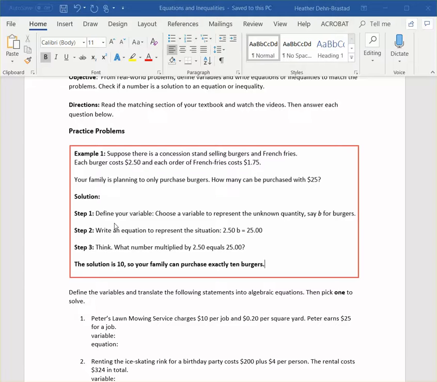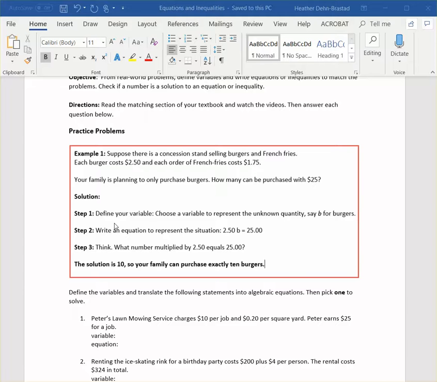So in this first example, this is from your textbook, suppose there is a concession stand selling burgers and french fries. Each burger costs $2.50 and each order of french fries costs $1.75. Your family is planning to only purchase burgers. How many can be purchased with $25? So the first step is to define your variable. That just means pick a variable that you want to use for this problem. For example, you could use B to stand for burgers. You could also use X to stand for burgers or something else. So you just have to pick it and say what it stands for.